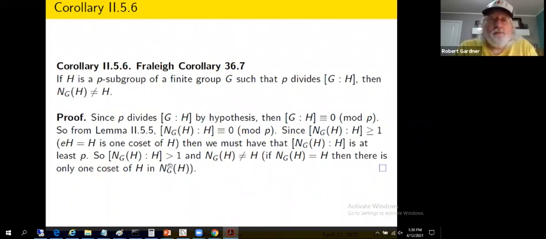So it's at least 2. That is, the index of H in the normalizer of H must be strictly greater than 1, because 1 isn't prime. It's at least 2. And if that's the case, then these can't be equal. The only time you get equals 1 is when this and this are equal to each other. When H equals the normalizer, then we'd only have one coset. So that can't be the case, and we get this conclusion here.